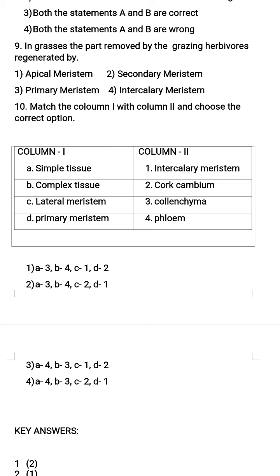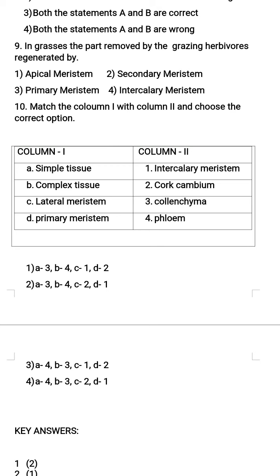Let's match correctly. In column 1, simple tissue is present. So that simple tissue is nothing but here collenchyma. Collenchyma. It is nothing but A is matching with the 3. Next, complex tissue. Complex tissue is nothing but phloem. You know that xylem and phloem are nothing but complex tissues, right? So B is matching with the 4 in column 2.